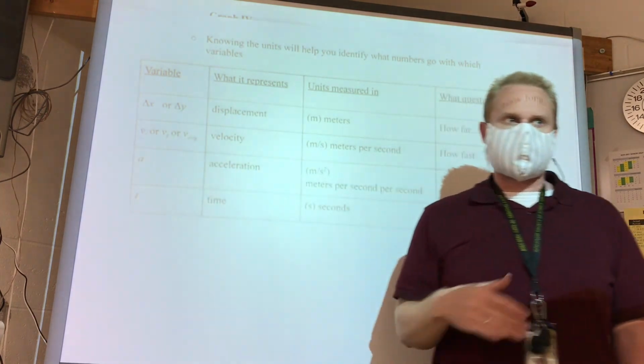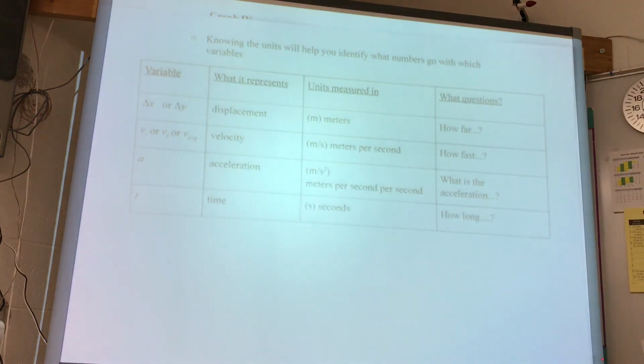VI and VF just stand for initial velocity and final velocity. So when we talk about a period of time, what do we start with? That's my VI, my initial velocity. VF is my final velocity, what it's ending up with. A is acceleration, and T is time.